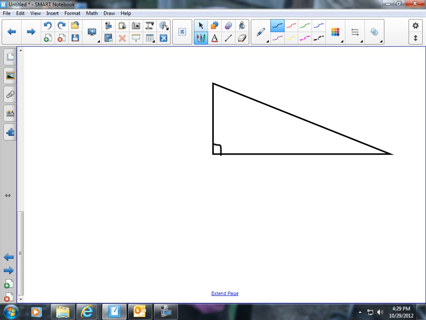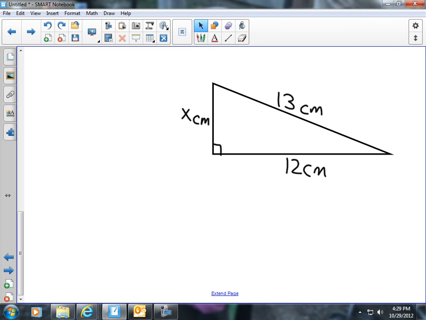This time, I'm going to go ahead and say the hypotenuse is 13 centimeters. And we'll say this leg over here is 12 centimeters. And we'll say that this one, I don't know what it is, so this is going to be X centimeters. Now again, we don't want to confuse this. This is leg A or side A. This is leg or side B. This is our hypotenuse or side C.